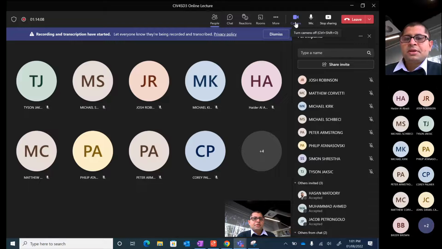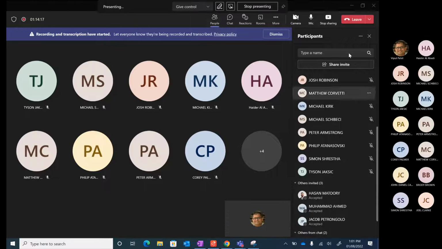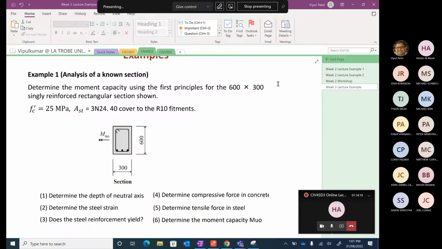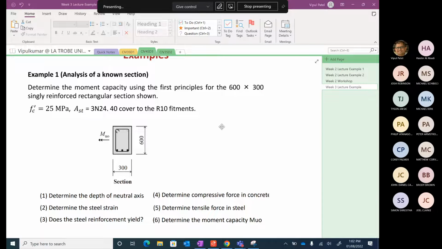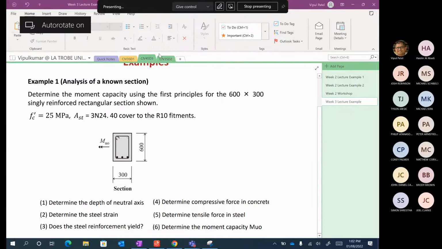I will turn off my camera because I need to switch this Surface Pro on the table, so you will just see the screen now. So let me read through these examples. You can see these examples on your LMS as well.